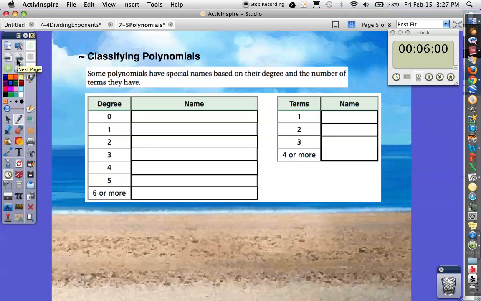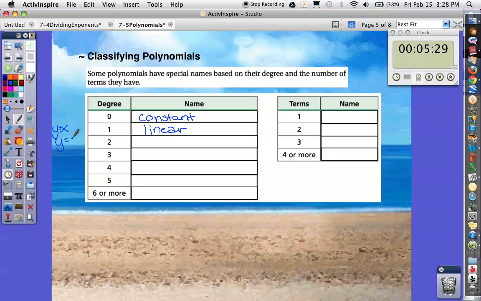We can, of course, classify these polynomials, and some polynomials have special names based on their degree and also the number of terms. So you're going to use one word from each table, okay? If it has a degree of 0, we're just going to call that a constant. That's just a number that's standing alone. If it has a degree of 1, well, we learned this is like having x to the first. And if I had y equals x, what kind of graph would that be? That would be linear.